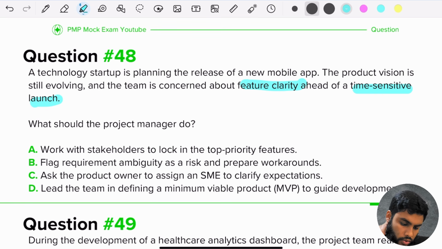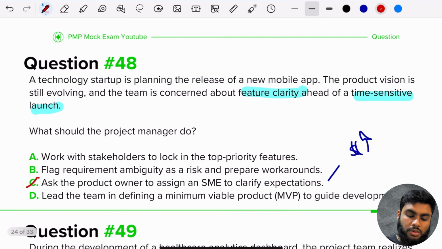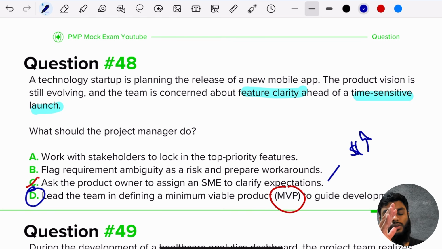Ask the product owner to assign an SME. We don't want to do this right away, right? This is going to cost money. SMEs always cost more. Let's eliminate this. And we have D, which is lead the team in defining the MVP. MVP, one of our principles, one of our keywords. PMI loves to use this a lot. Look out for it in your answers.